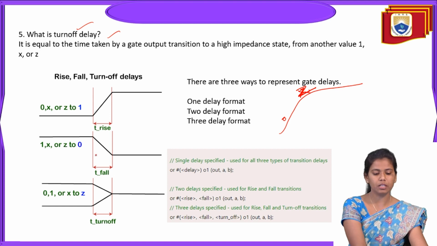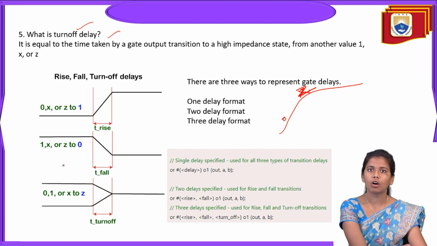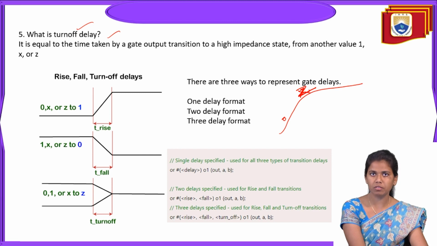Here, this is a graphical representation of rise time, fall time and turn off delay. There are three ways to represent these gate delays: one delay, two delays and three delays. Before we go into that, if you observe this timing diagram, you will be able to understand easily.